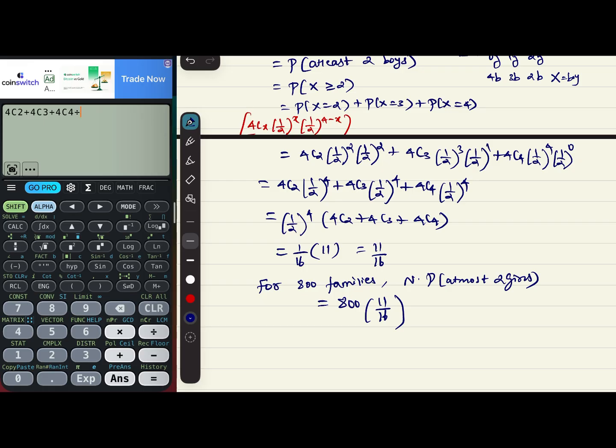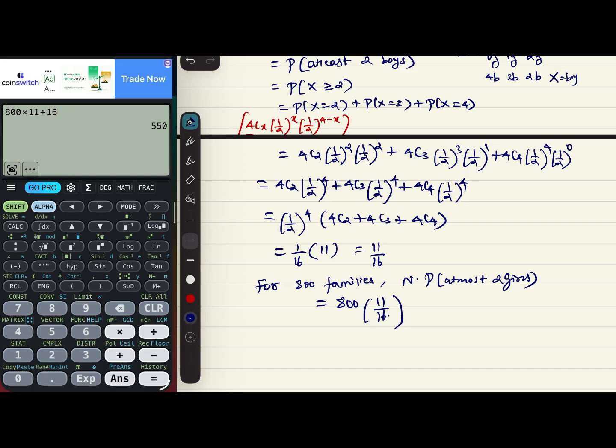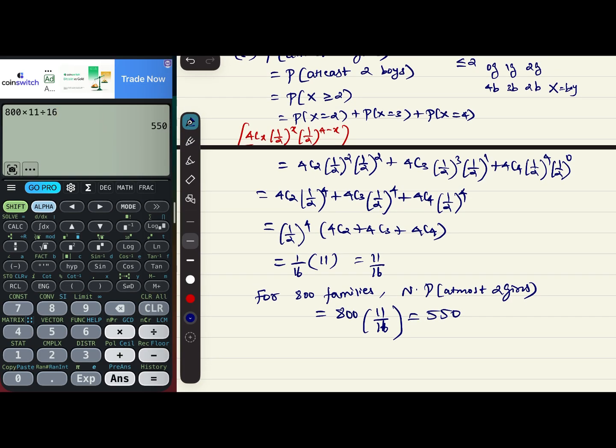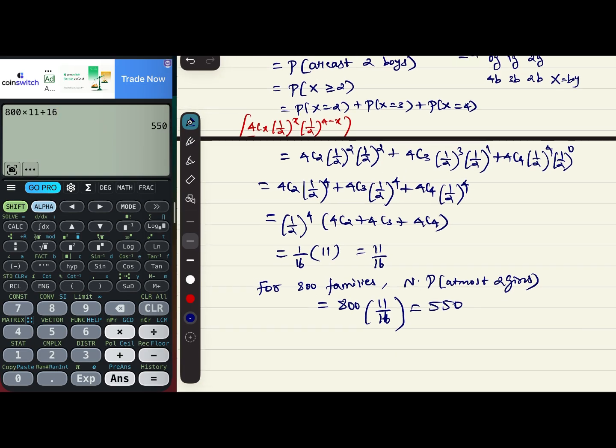800 into 11 by 16. So the answer is 550. So there are 550 families having at most two girls in each family. Okay, so that is the mean.